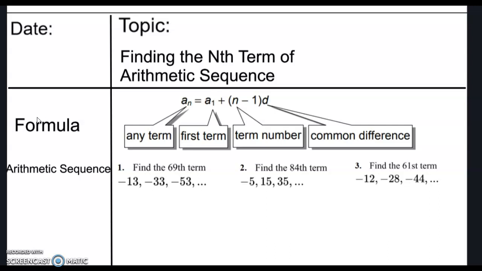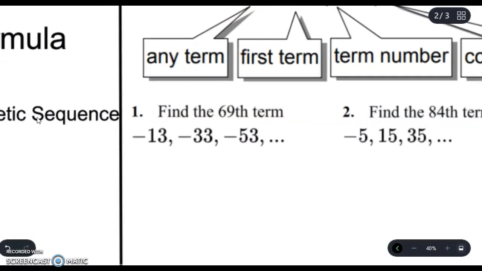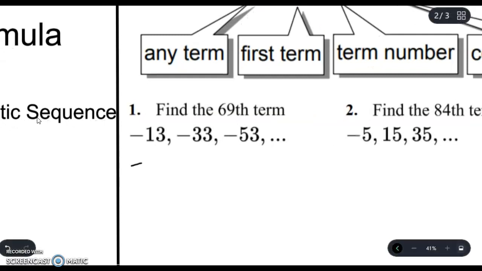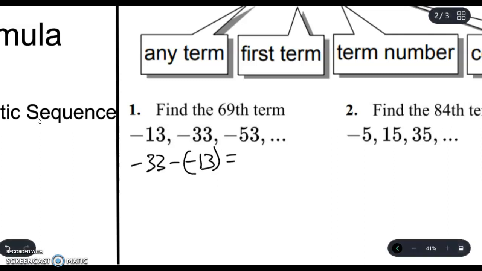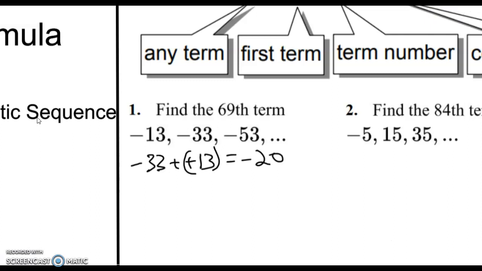I'm going to zoom in here. Negative 33 minus negative 13 equals negative 20. You have the same sign, so you add the opposite: stay, change, change. So negative 33 plus 13 is negative 20.